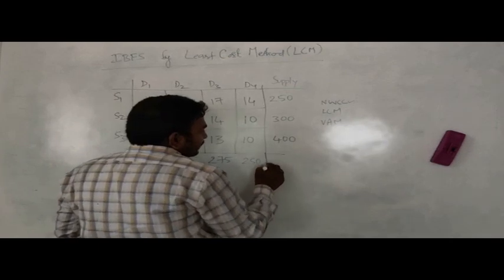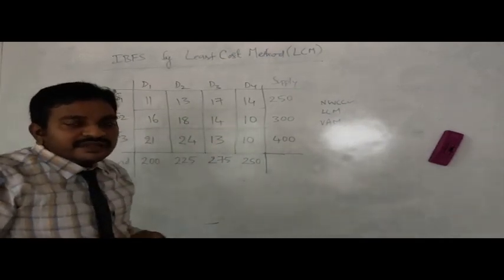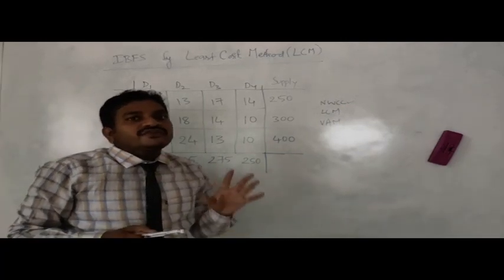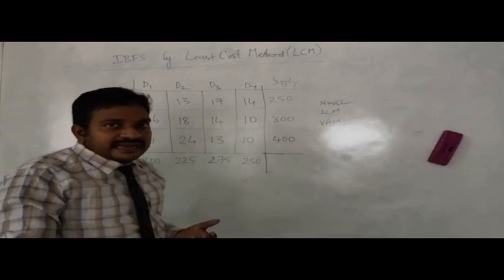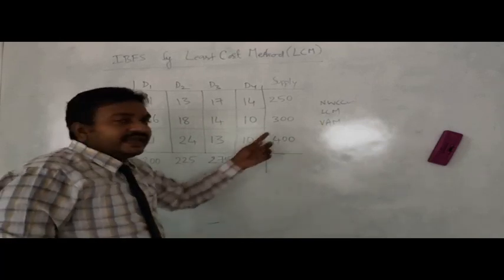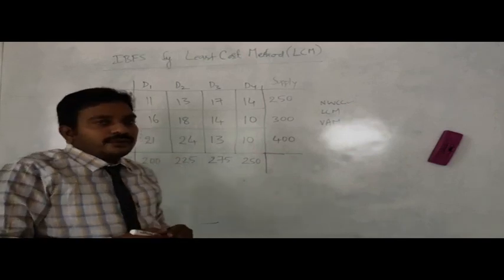Firstly, check whether it is a balanced or unbalanced transportation problem. The first and foremost thing to find the solution is to find out the balance between supply and demand. This is the major assumption of a transportation problem.